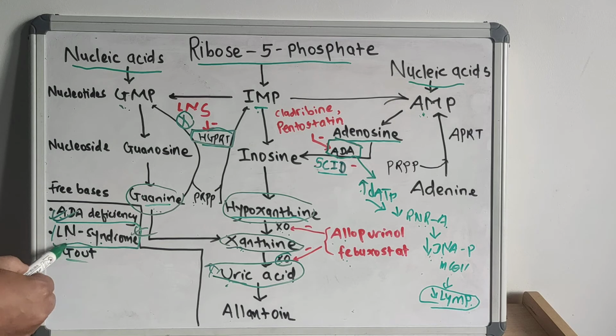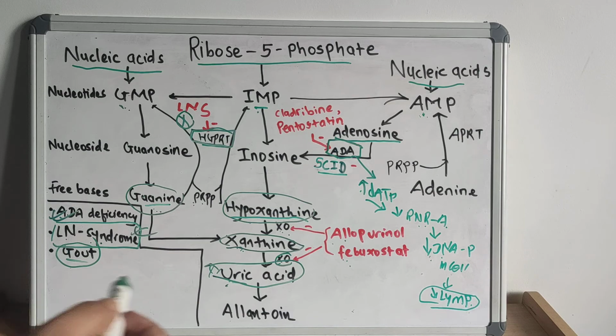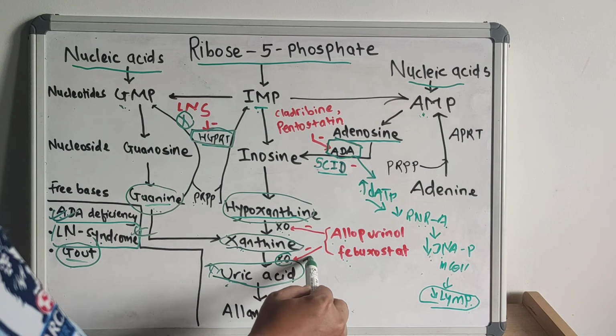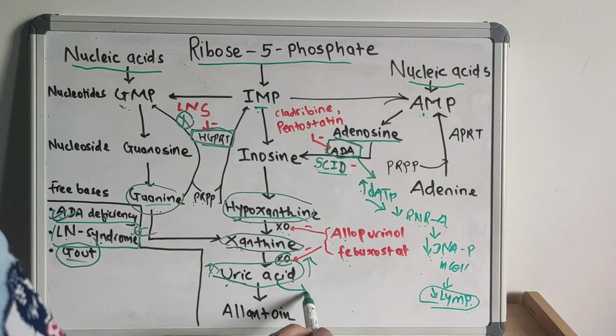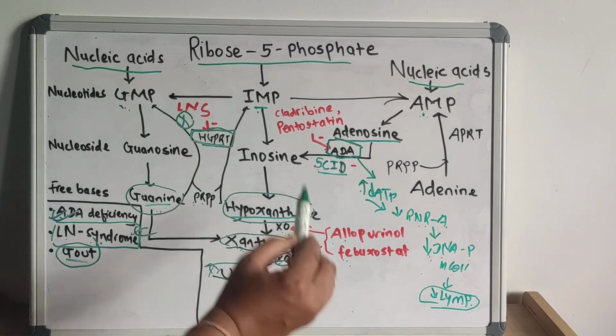Now let us discuss gout. In Lesch-Nyhan syndrome also, gout can occur. Hyperuricemia may be produced by overproduction of uric acid or under-excretion of uric acid by the kidney. So gout can occur if there is overproduction of uric acid or if there is under-excretion of uric acid.